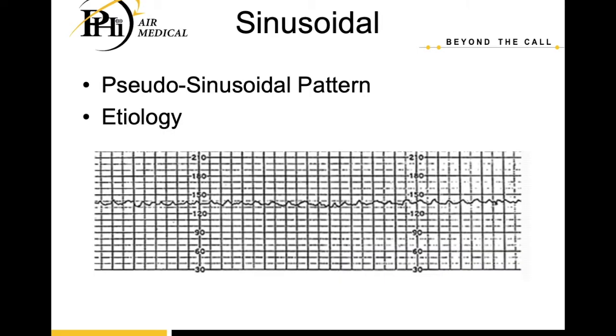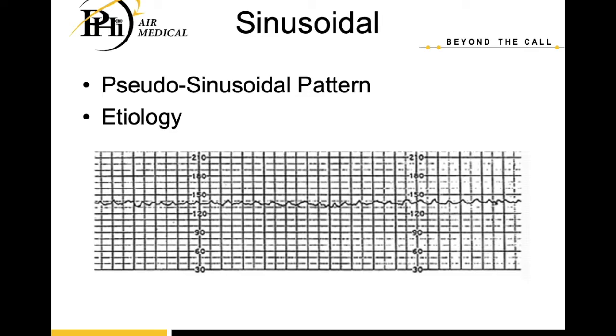The pseudo-sinusoidal pattern, so remember that we still have that sine wave, but there's a lot less uniformity. There does appear to be some beat-to-beat variability, and the biggest thing is that if you look at it, it is not smooth and nice. It's got little spikes, and the oscillations are not all uniform.